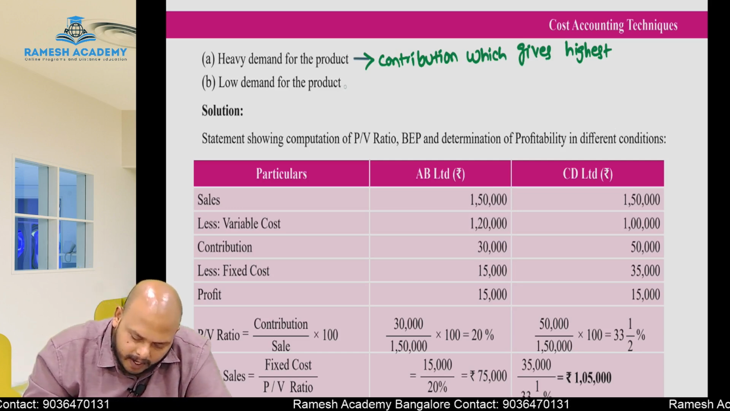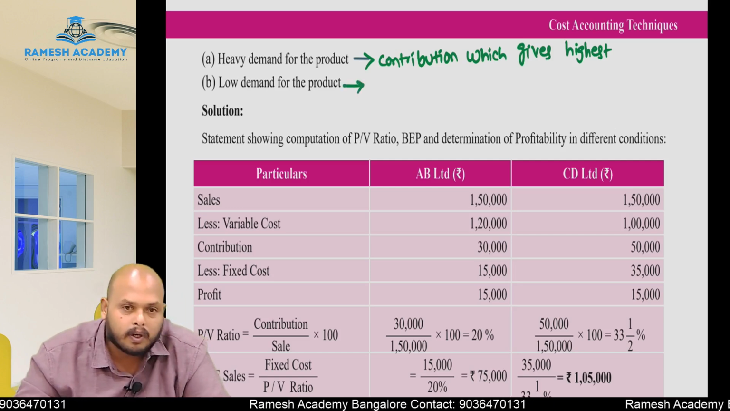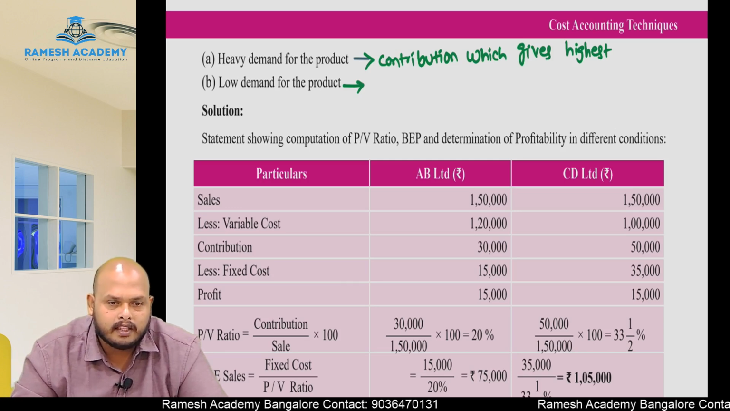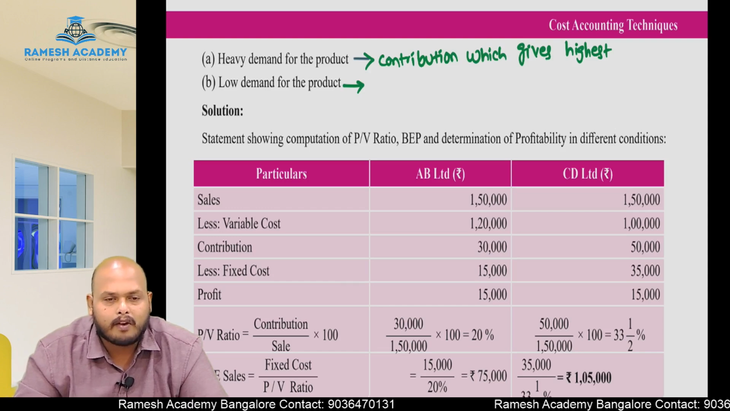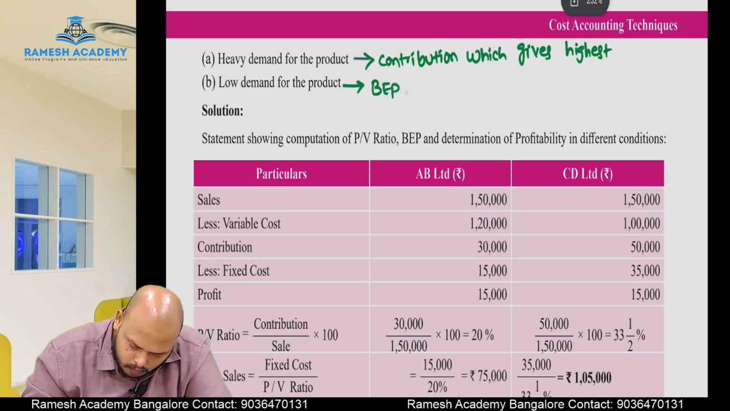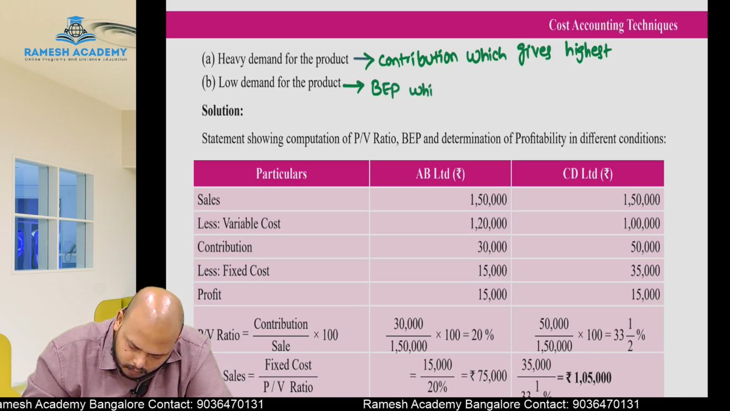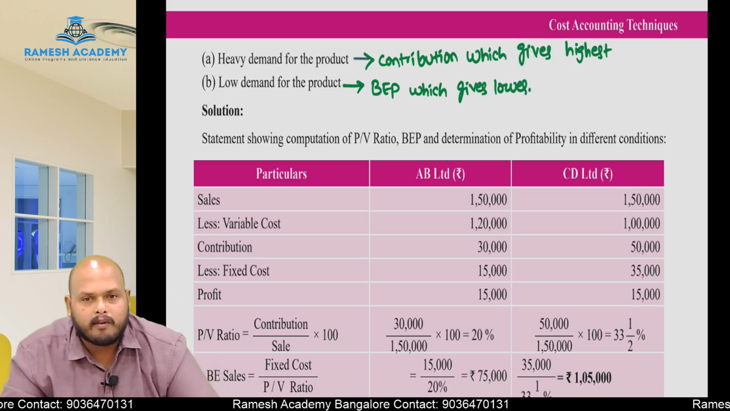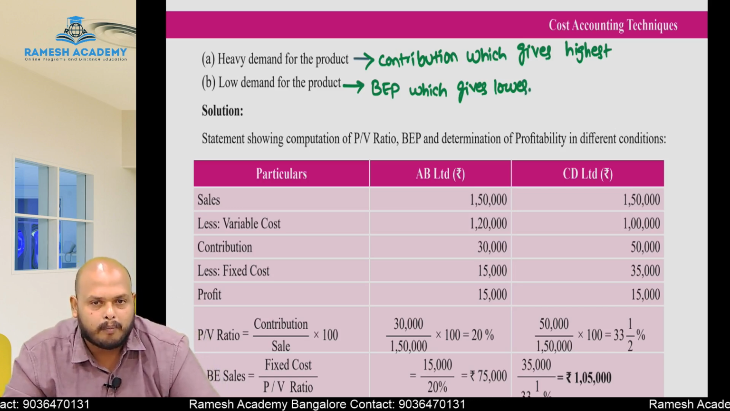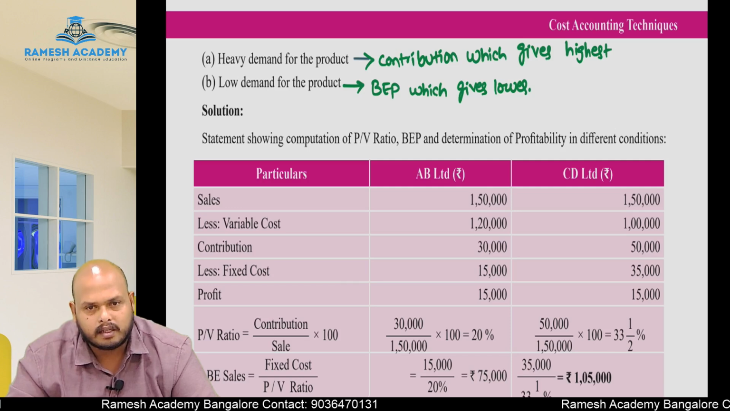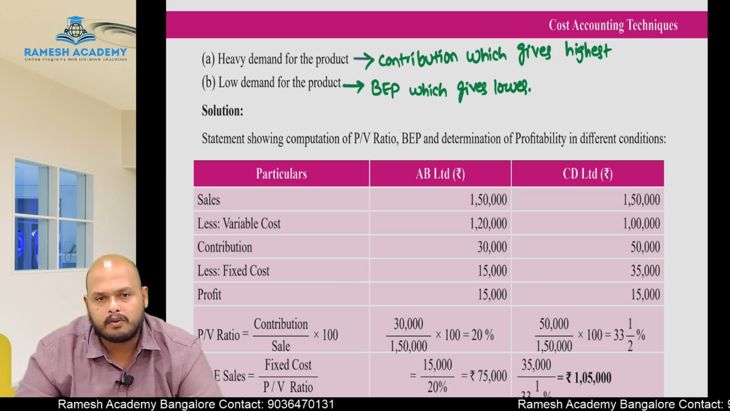When there is a low demand for the product, that means sales is very tough. When sales is tough, what do we have to see? We have to see the break-even point which is lowest, because that is easy to achieve. The break-even point which has the lowest value is easy to approach. So when there is heavy demand, choose the contribution which is highest. When there is low demand, choose the break-even point which is lowest.